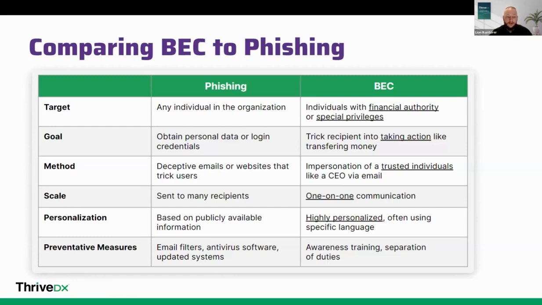The scale also differs drastically. Phishing can be sent to many recipients, whereas in business email compromise, because I'm using a resource within the organization, it would usually be one-on-one, and it will be highly personalized, not something that would sound generic, but like a regular communication between two people.